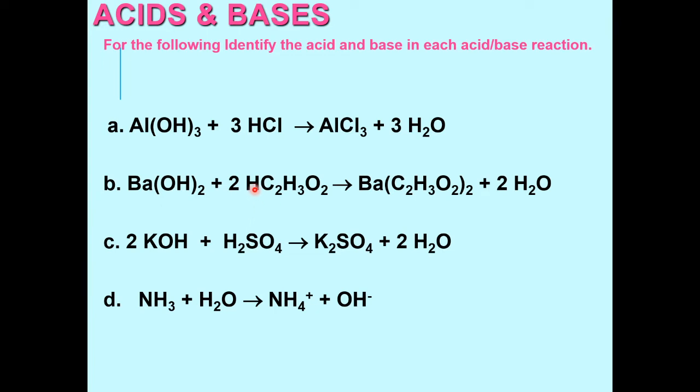Barium hydroxide and acetic acid, acid, base. Hydrogen up front makes it your acid, hydroxide makes it your base. Easy to identify. Again, KOH, that's your base. Hydroxide makes it your base. Hydrogen up front makes it your acid, sulfuric acid right here.